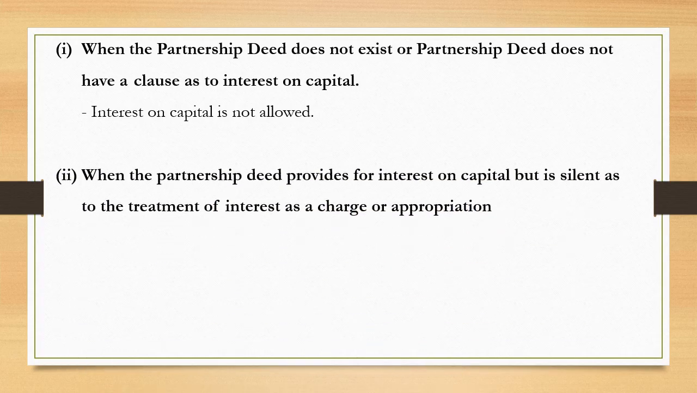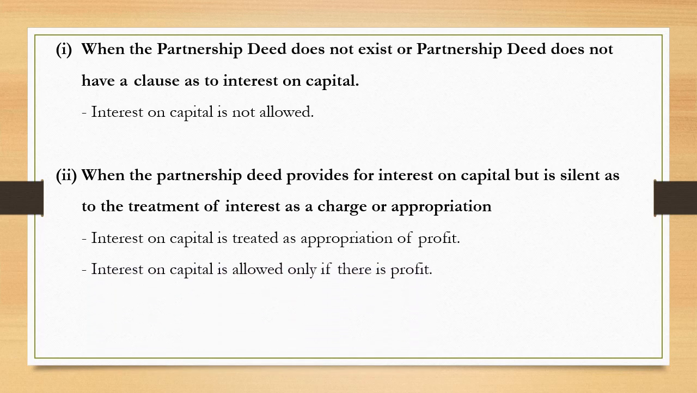When the partnership deed provides for interest on capital but is silent as to the treatment of interest as a charge or appropriation, in that case, interest on capital is treated as an appropriation of profit. Interest on capital is allowed only if there is profit. Do remember the first 2 points. If the partnership deed does not exist, interest on capital is not allowed, and if the deed is silent about the treatment of interest on capital, then we need to take it as an appropriation, and being an appropriation, it will be allowed only if there is a profit.